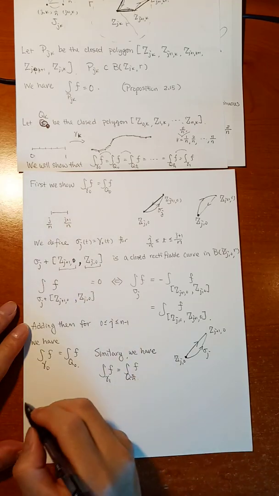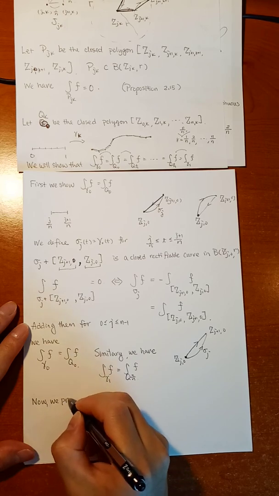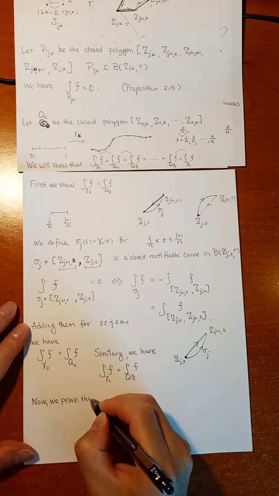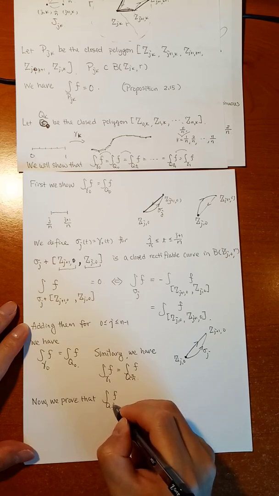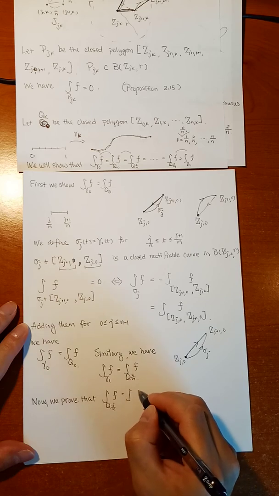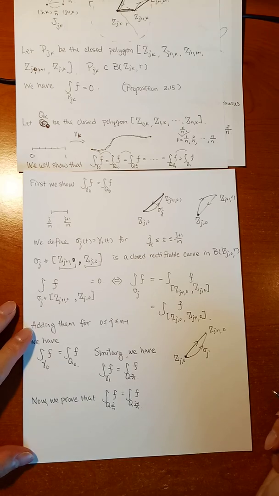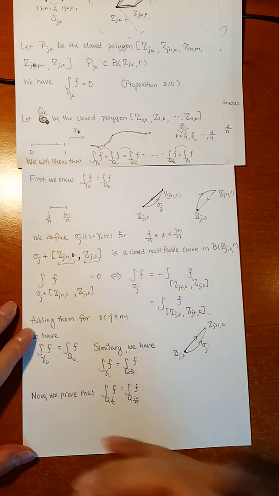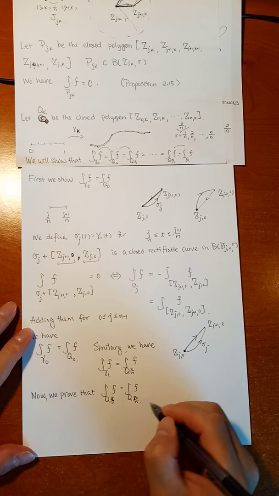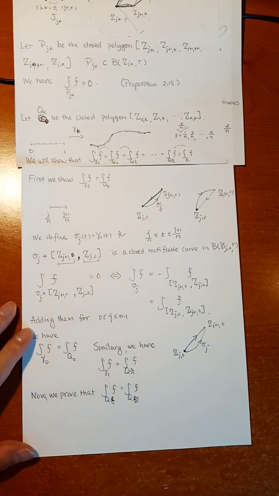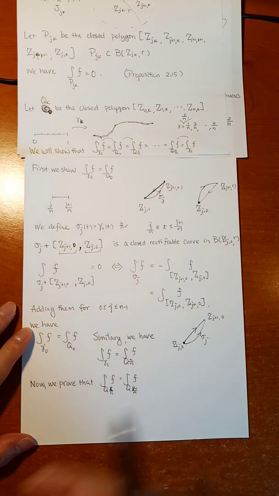Okay, now we prove that the integral of f along q_j over n is equal to the integral of f along q_j plus 1 over n. Actually k, not j, k. It's a different level, k to k plus 1. In the book, they didn't write the n over n, it's okay. Well, let's see.